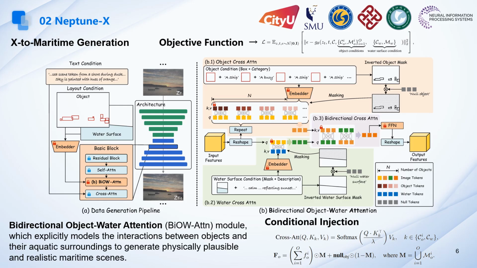From the generation side, we developed X-to-Maritime. It's a multimodality conditioned generative model that creates diverse and realistic maritime scenes. We use stable diffusion as the backbone and frame the noise prediction as our training objective. A key innovation is our bidirectional object water attention mechanism. It explicitly models the interactions between objects and their water surroundings, which makes object placement look more realistic and coherent.